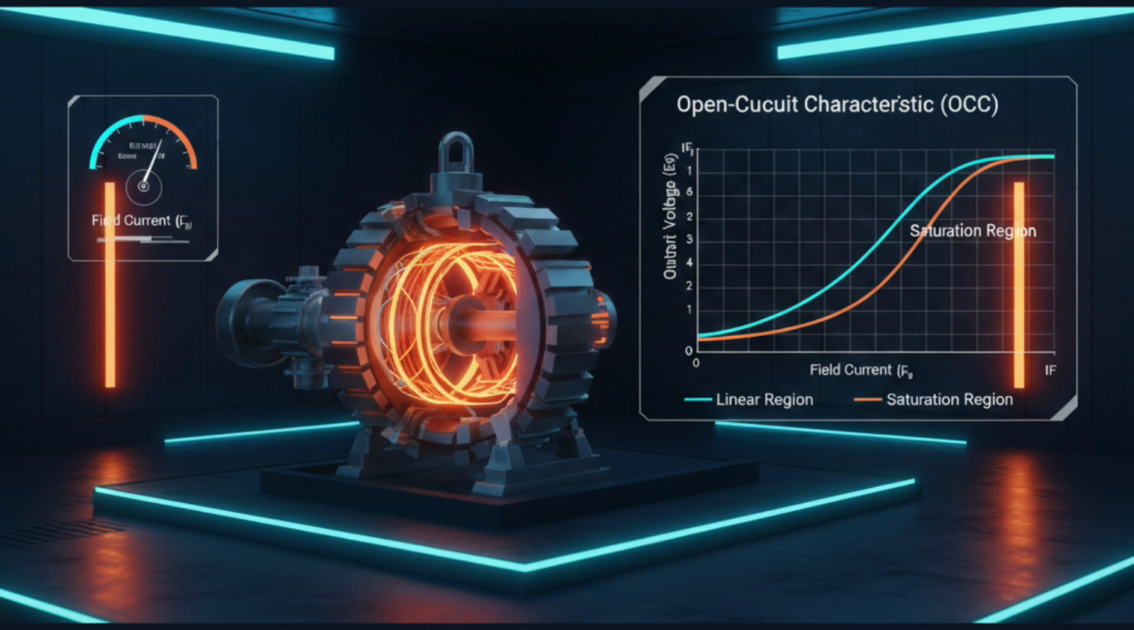As excitation becomes stronger, the curve bends and flattens, indicating magnetic saturation in the iron core, which is highlighted in orange on the slide. This saturation region is important because it shows the limit beyond which increasing field current produces only a small voltage increase.